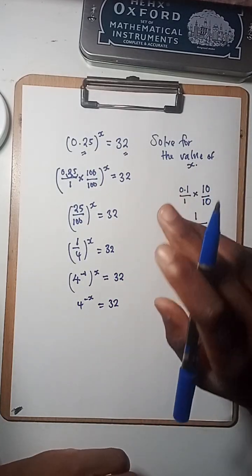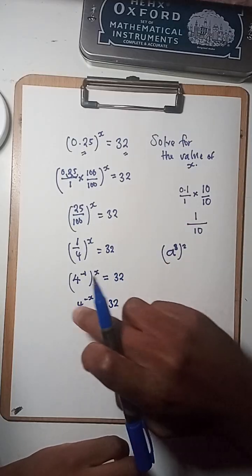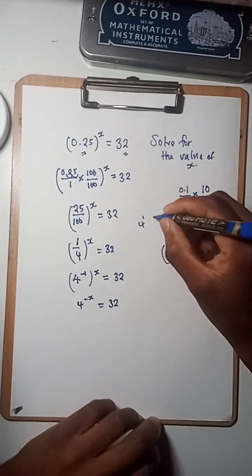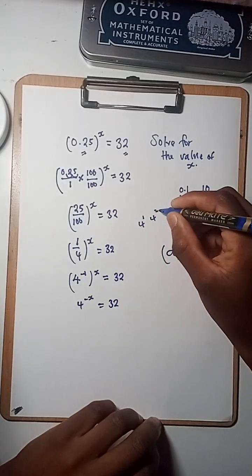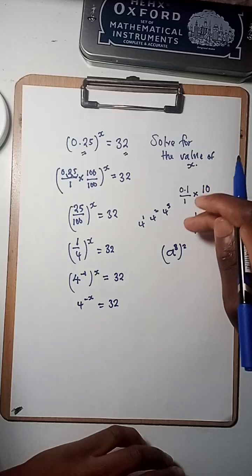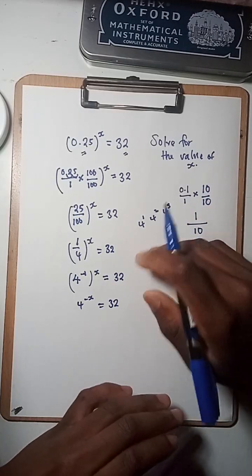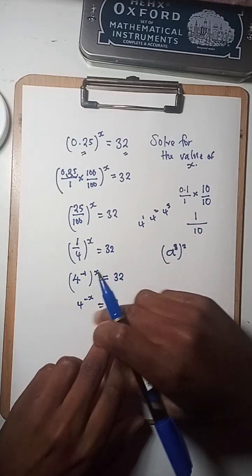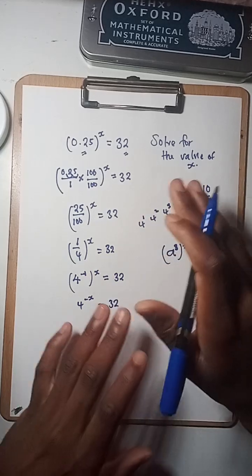The question is, can we write 32 in the base of 4? Let's see. 4 to the power 1 will be 4. 4 to the power 2 will be 16. 4 to the power 3 will be 64. So it has jumped over 32, which means 32 can't be in the base of 4. Let's write a different number.